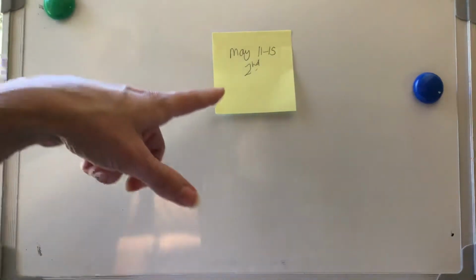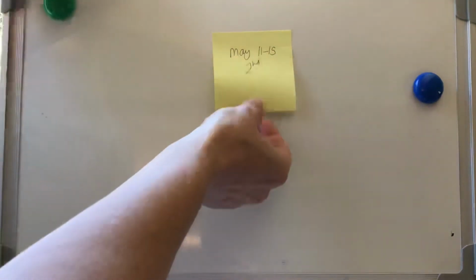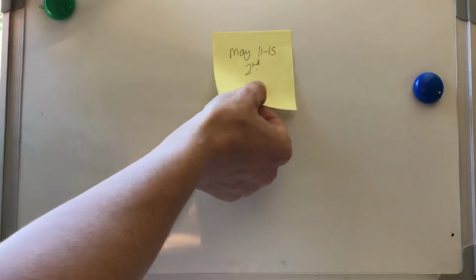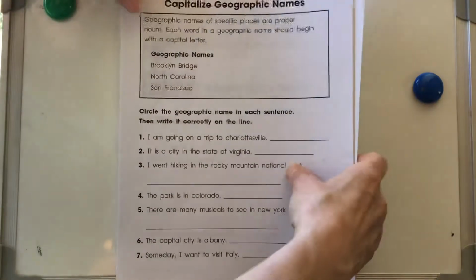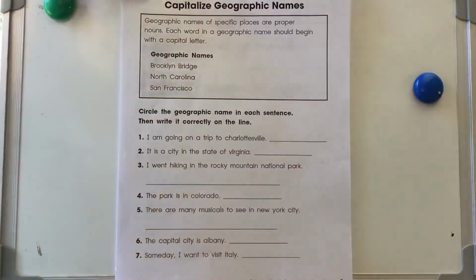Right, this is second grade work for the week of May 11th through 15th. I'm going to start off by going over the English Language Arts worksheets. So our first one is capitalizing geographic names.